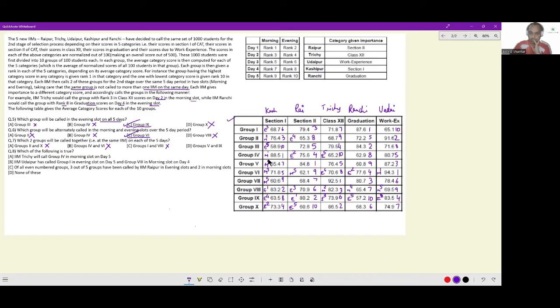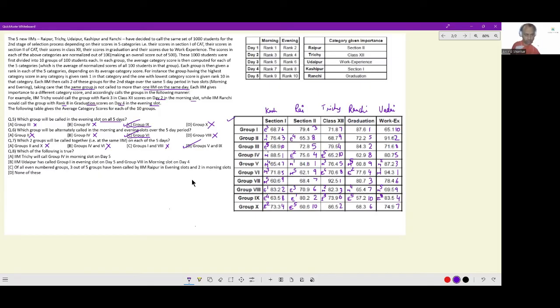Group 5 and 9, 4 morning, 4 evening. This is 1 morning, this is 1 evening, looks great. 3 morning and 3 evening, this is fine. Here 5 morning, 5 evening, and this is 2 morning and 2 evening. So group 5 and group 9, yes, clearly you can see every time in the morning group 5 gets called, in the evening group 9 gets called. Okay.